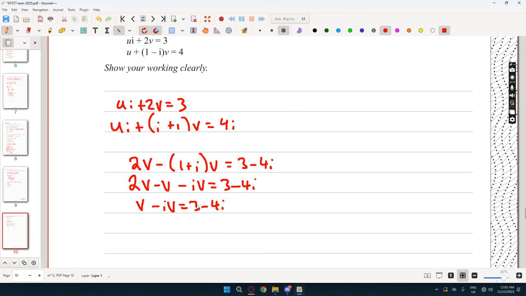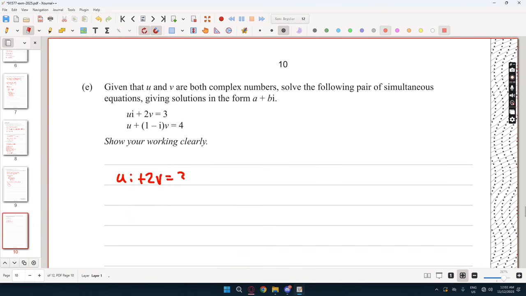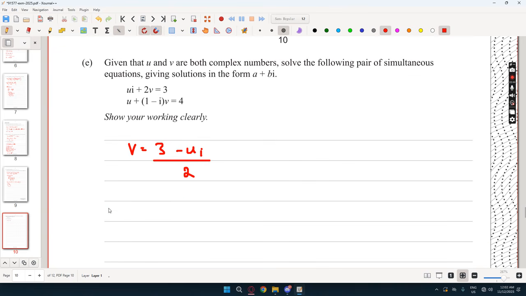There does not exist a v. Wait, what? There does not exist v which makes that work. What have I done wrong? Let's just say v equals 3 minus ui on 2.